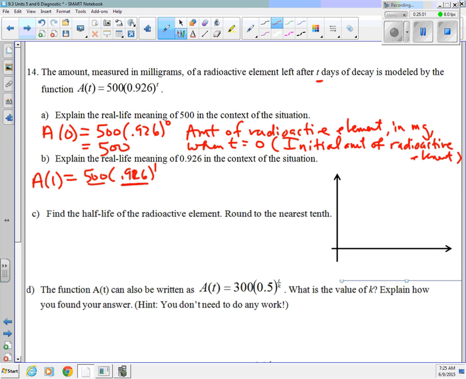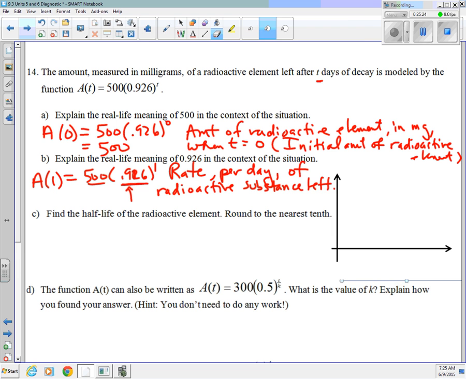So this number is really the rate per day of radioactive substance left, or remaining. Maybe I should say remaining. Remaining after the decay.